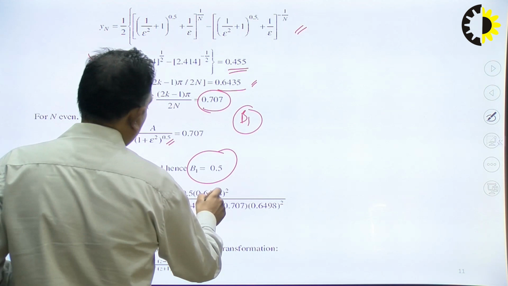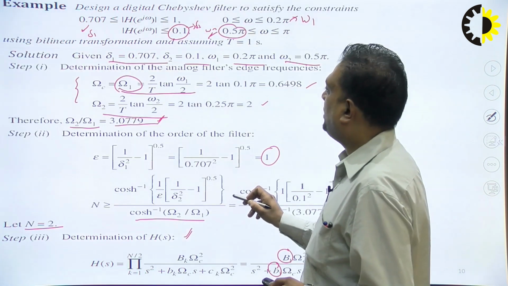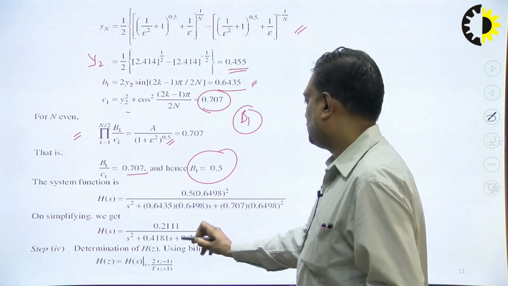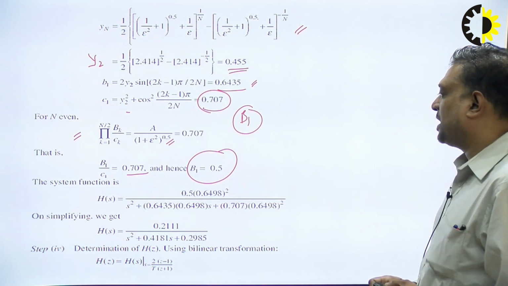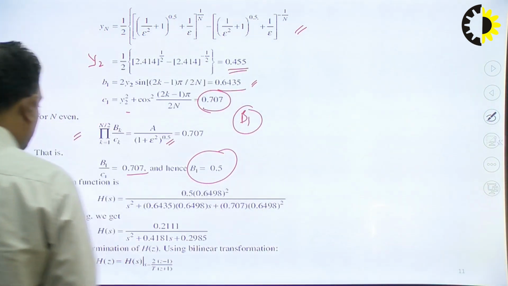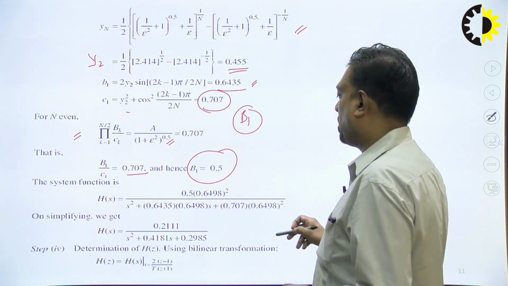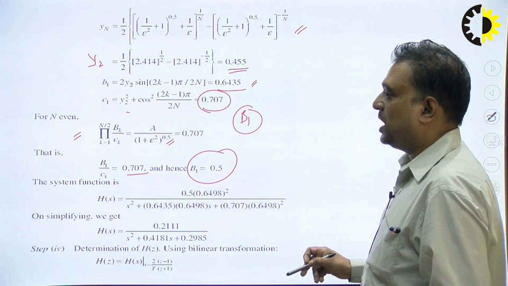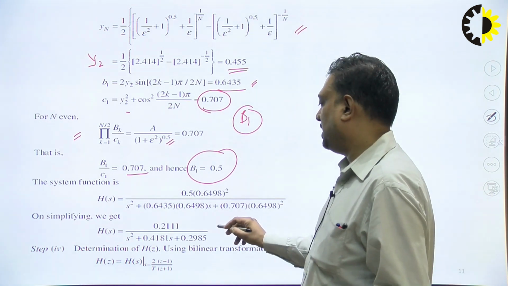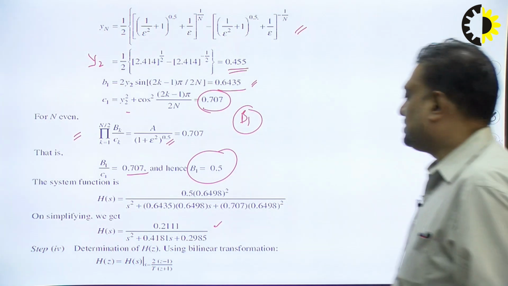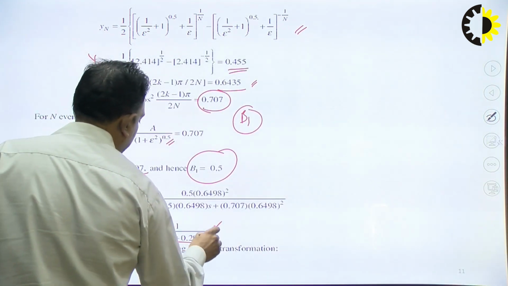Omega C is nothing but omega 1, which we have calculated here, basically this will be 0.6498. So here 0.5 multiplied by 0.6498 whole square upon S square plus 0.6435 into 0.6498 times S plus 0.707 multiplied by 0.6498 whole square. So this will become HS equals 0.2111 upon S square plus 0.4181 S plus 0.282985.